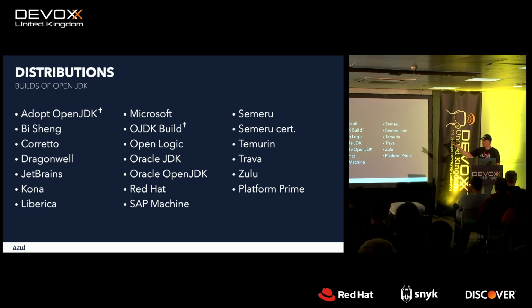So OJDK build, that was the community build of the Red Hat JDK version, and they stopped it with 17 or something. I can't really remember, 17.0.6 maybe. And they officially said we don't do it anymore.